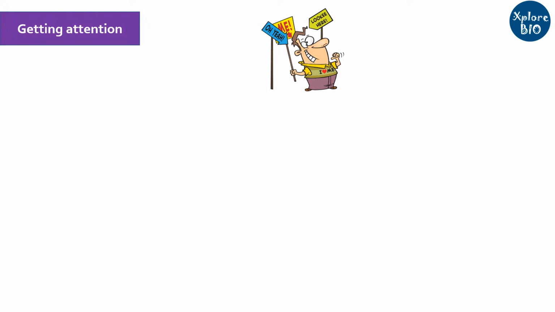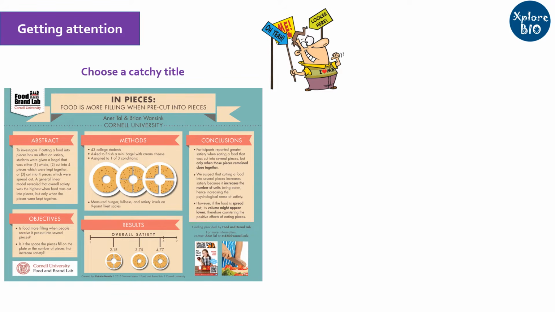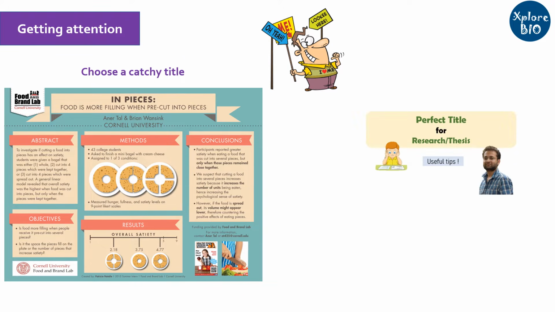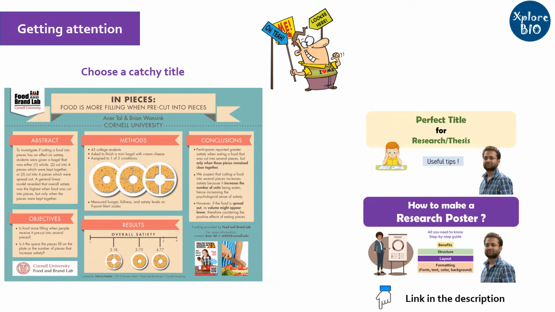The first thing to remember is how to attract the audience's attention so that they feel more interested to visit and listen to you. Making a perfect poster with a catchy title is one of the key elements the audience first looks at. Check out this video to learn more about choosing a great title. I have explained in detail about making a perfect poster, which is a prerequisite to get the attention of the audience.